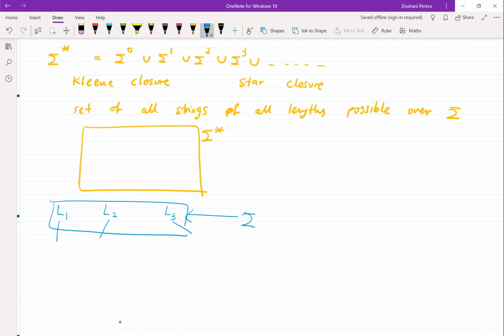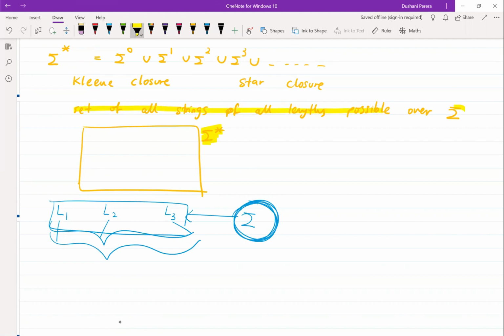So these 3 languages contain strings which can be formed on sigma. And what is sigma star? Sigma star means all possible strings that can be formed over sigma, which means L1, L2, L3 are parts of sigma star. Parts or subsets of sigma star.